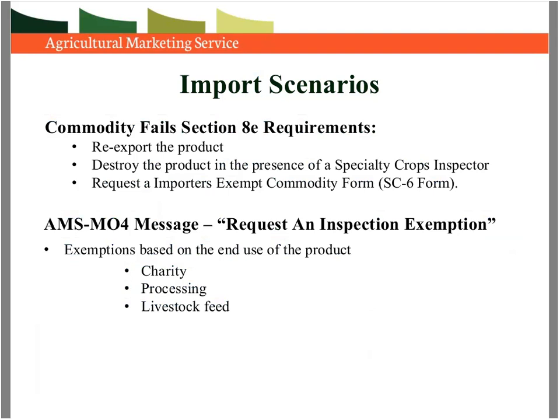To request for a product to be exempt from inspection in advance, you would file an MO4 message set in Customs and Border Protection's Automated Commercial Environment, also known as ACE. You can file for an MO4 exemption if the import regulation indicates it's an option. The most common eligibility categories for the importer's exempt commodity form are charity, processing, and livestock feed. Please ensure you refer to the Section 8E regulation for your particular commodity for exemption eligibility.